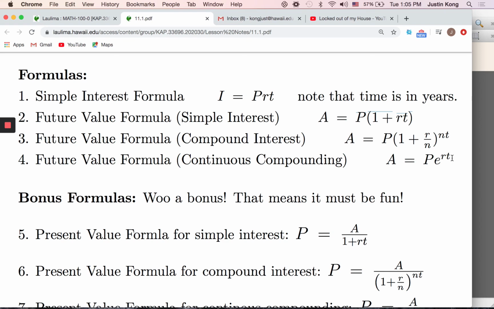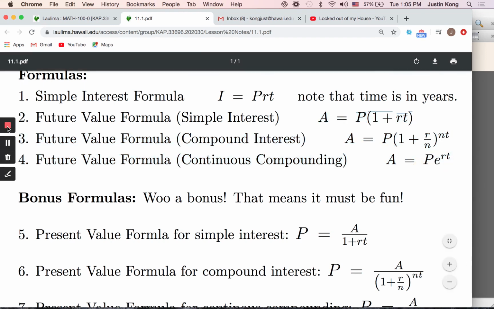Okay, so I'm going to pause this video right now. What I want to do in my next video is just show you what the graphs of these three are going to look like in comparison with each other. So let's just pause for now.